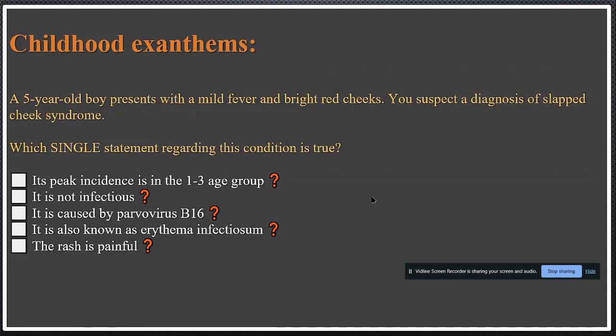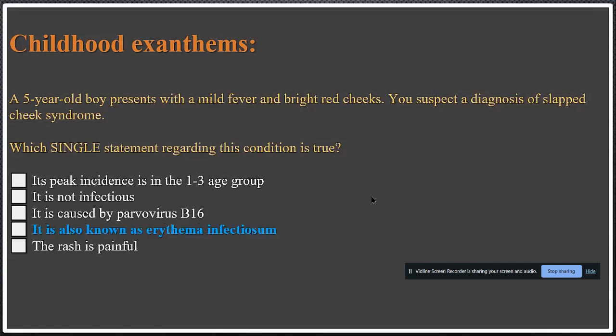Erythema infectiosum, maybe it is. Option D. It is also known as erythema infectiosum. Infectious disease. Erythema infectiosum means fifth disease. So you have to be familiar with different names. Different names, yes.